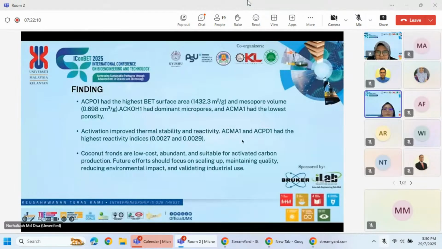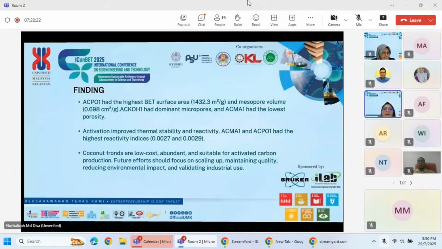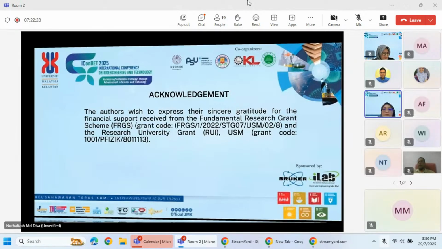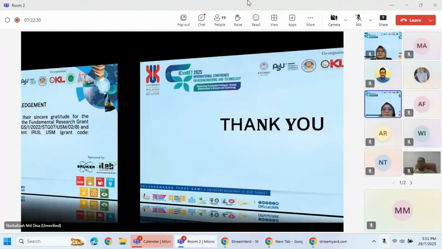ACMA1 and ACPO1 had the highest reactivity indices. This is indicated by the activation energy and also the R squared just now. Last but not least, I want to acknowledge our Fundamental Research Grant Scheme, FRGS, and also the university grant from USM. Thank you for listening.